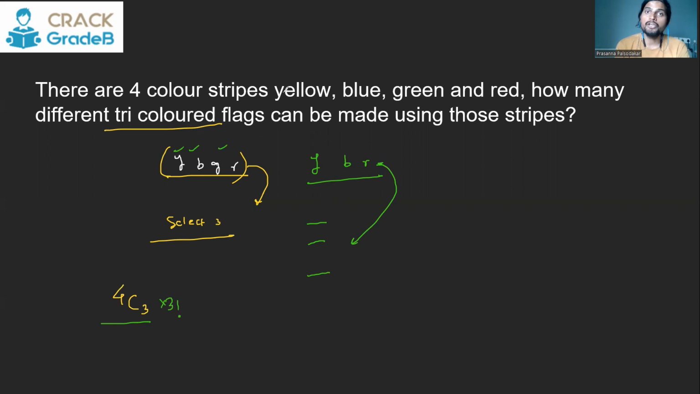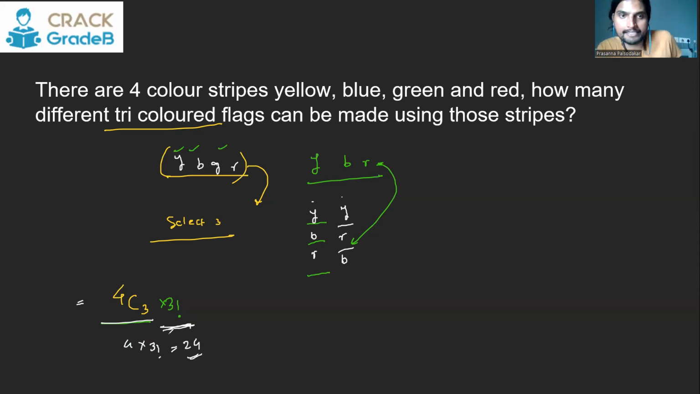So with 4C3 you select 3 colors, and with 3 factorial you arrange those, because yellow, blue, red will be different from yellow, red, blue. This flag will be different. So if you want how many different flags can be made, that means arrangement also matters. Along with selection, you have to do arrangement as well. So 4C3 is 4, 3 factorial is 6, 4 into 6, that is 24.